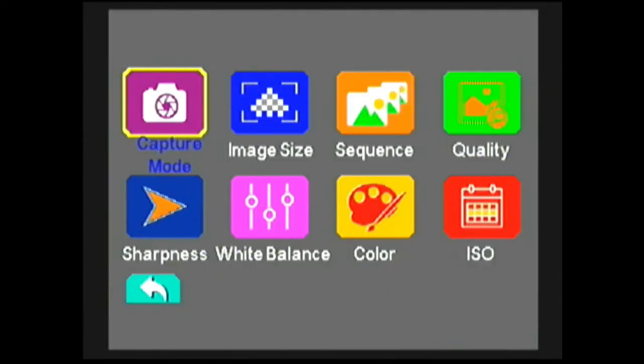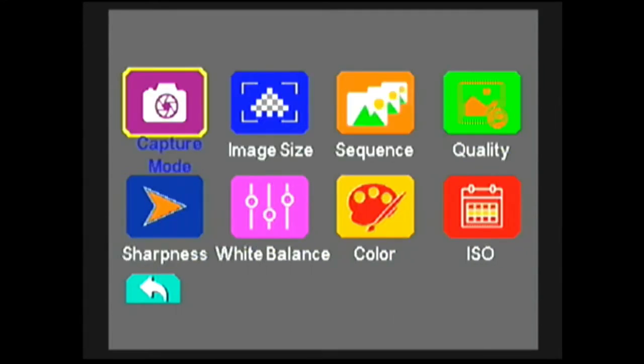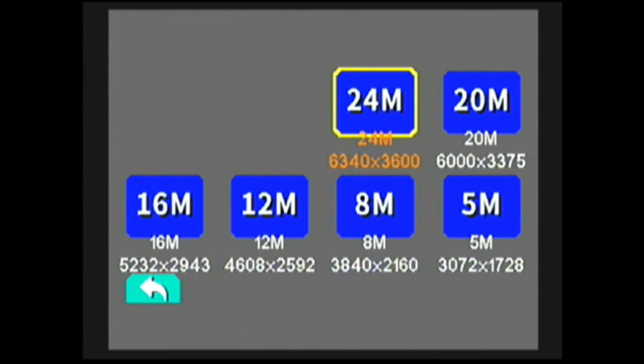If I press the menu here, we have some other options. Capture mode: single, 2 second timer, 5 second timer, or 10 second timer. That's like a self timer feature. Your image size allows you to select 24 megapixel, 20, 16, 12, 8, or 5 with the resolutions that you see on the screen.